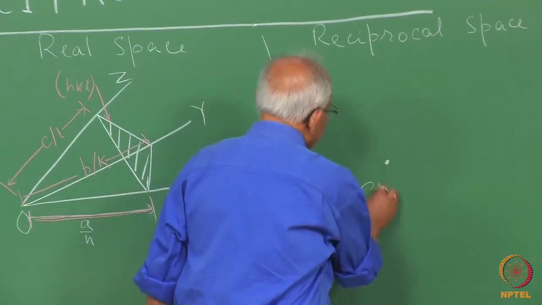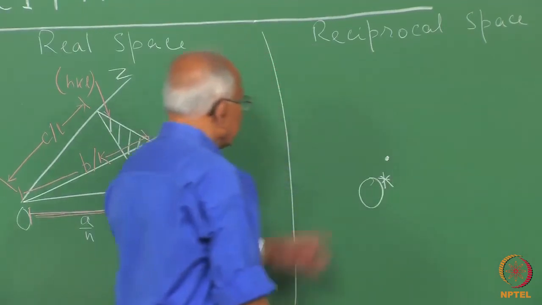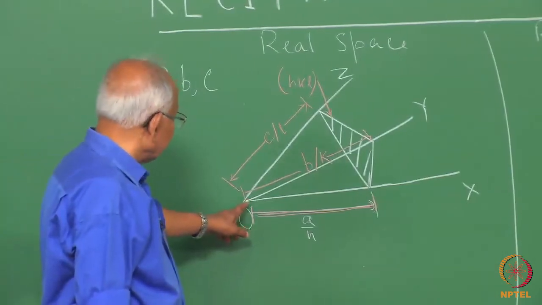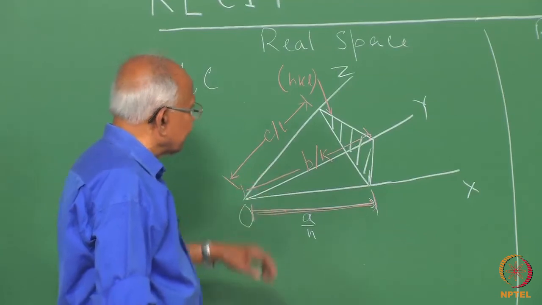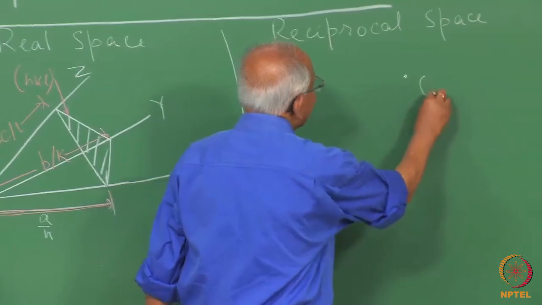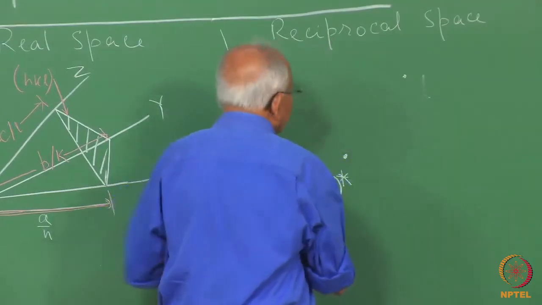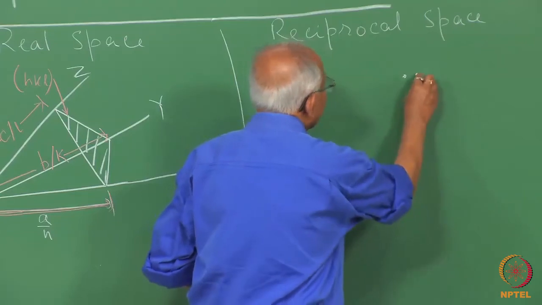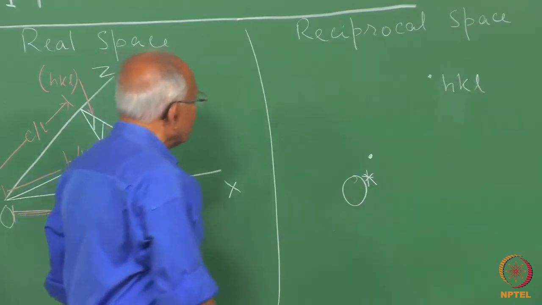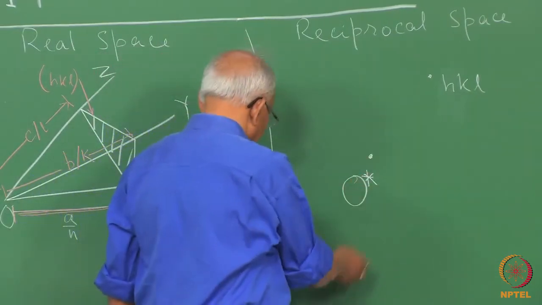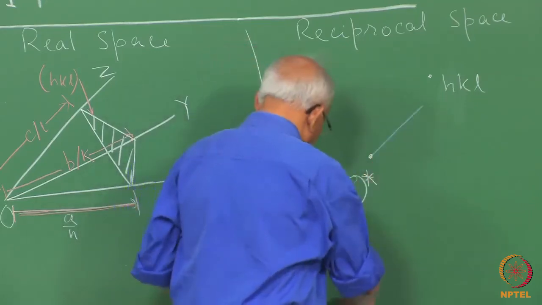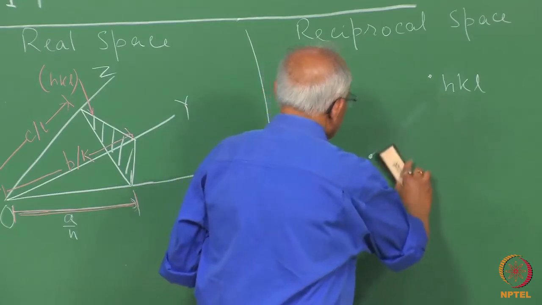Now, side by side we can construct a reciprocal space, an imaginary space, and suppose we have got the origin of the reciprocal space denoted by the point O star, just as the origin in case of the real space is O. Now, say this is a point HKL in the reciprocal space. So, if from the origin of the reciprocal space we draw a line to HKL.